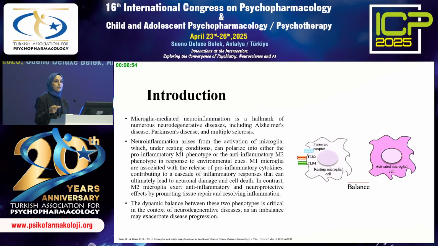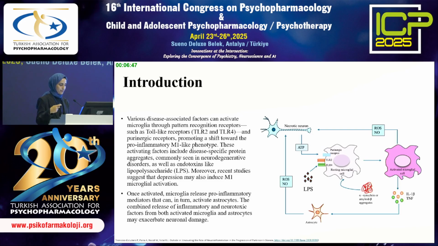M1 microglia are associated with the release of pro-inflammatory cytokines, contributing to a cascade of inflammatory responses that can ultimately lead to neuronal damage and cell death. Various disease-associated factors can activate microglia through pattern recognition receptors, such as toll-like receptors and the purinergic receptors, promoting a shift toward the pro-inflammatory M1-like phenotype. These activating factors include disease-specific protein aggregates, commonly seen in neurodegenerative disorders, as well as endotoxins like lipopolysaccharide. Moreover, recent studies suggest that depression may also induce M1 microglia activation. Once activated, microglia release pro-inflammatory mediators that can in turn activate astrocytes. The combined release of inflammatory and neurotoxic factors from both activated microglia and astrocytes may exacerbate neuronal damage.